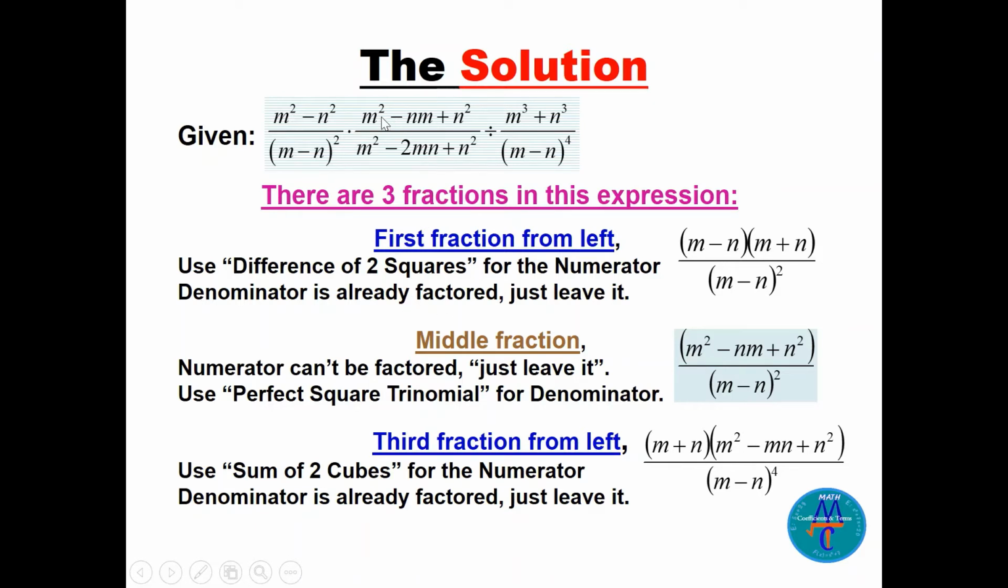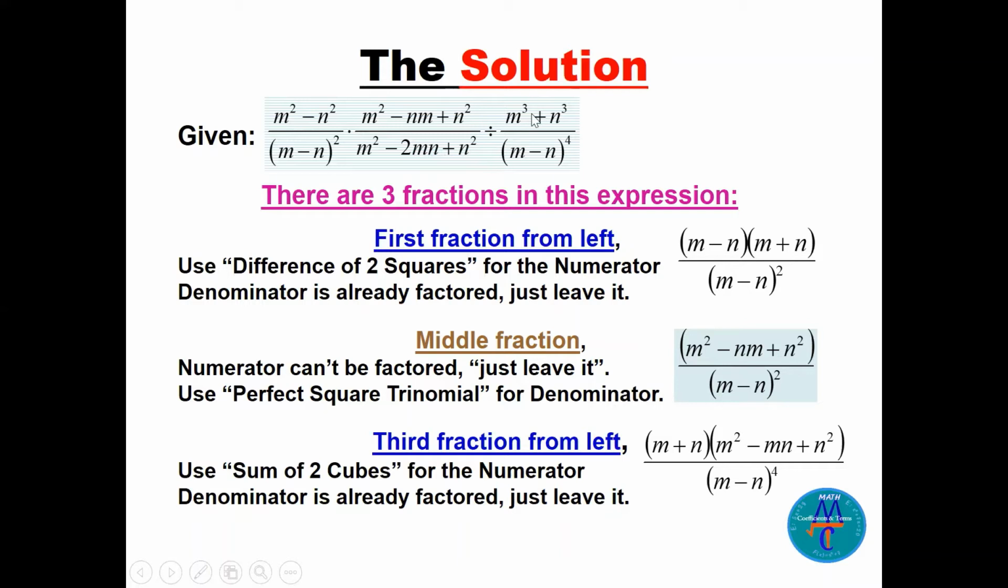Middle fraction, look at this. The numerator cannot be factored, m squared minus nm plus n squared. If you cannot factor any expression, leave it. This one is perfect, m squared minus 2mn plus n squared. So we can factor it as m minus n all squared.